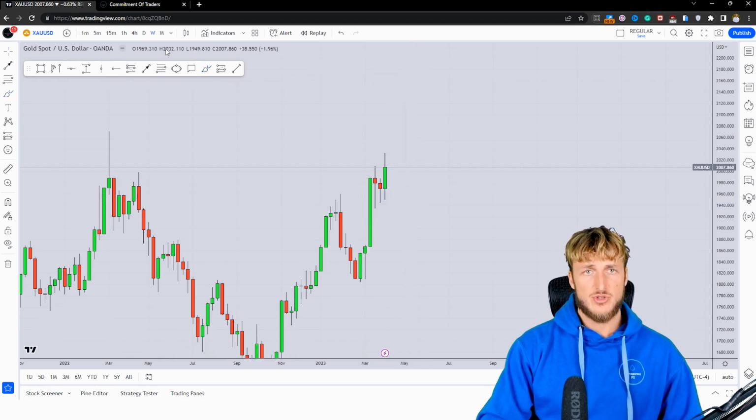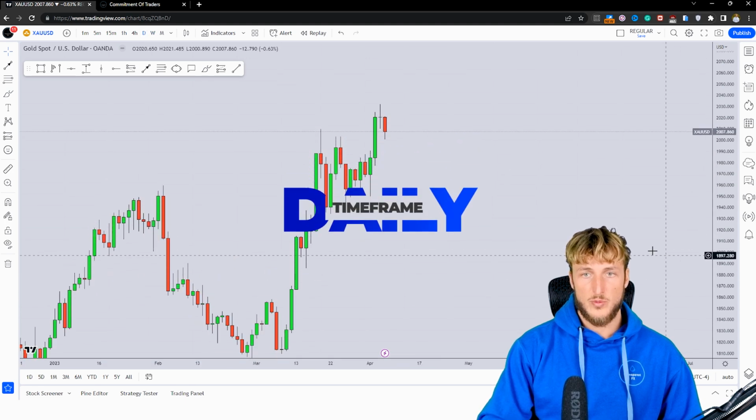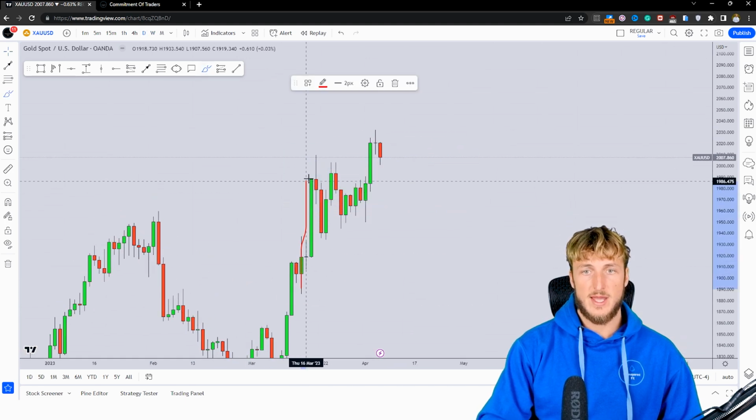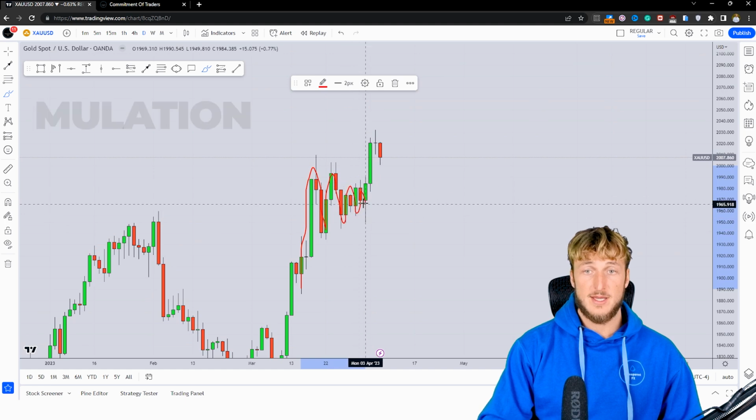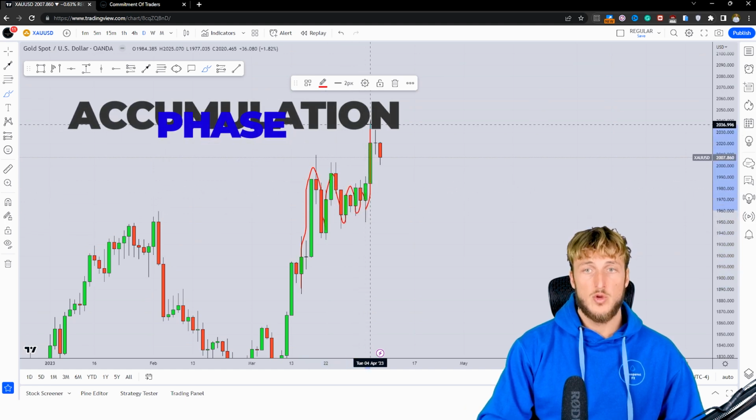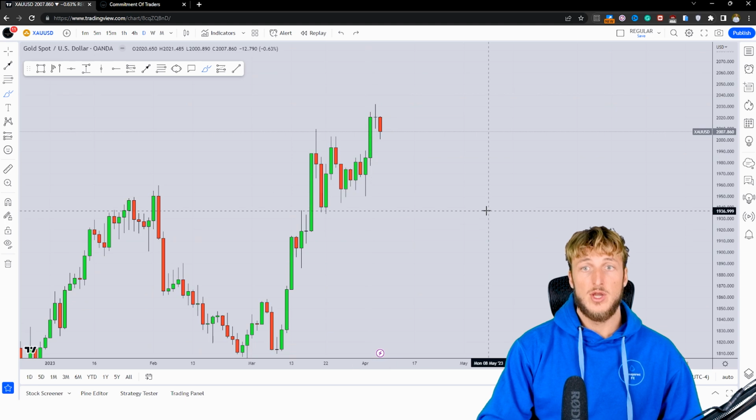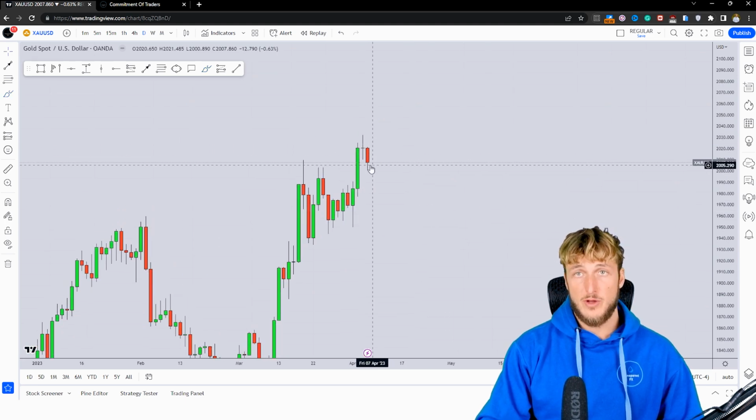Now, if we drop down on the daily time frame, what do we see? Now, from a daily perspective, we can see how we had an impulse followed by this accumulation phase, from which then we had another impulse to the upside, which at the moment has just been followed with the start of this correction.